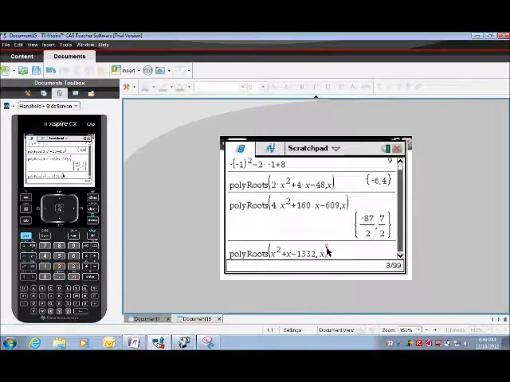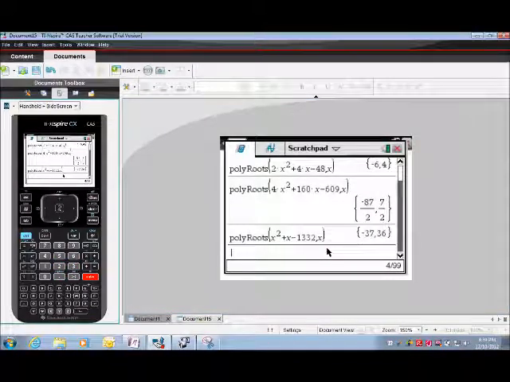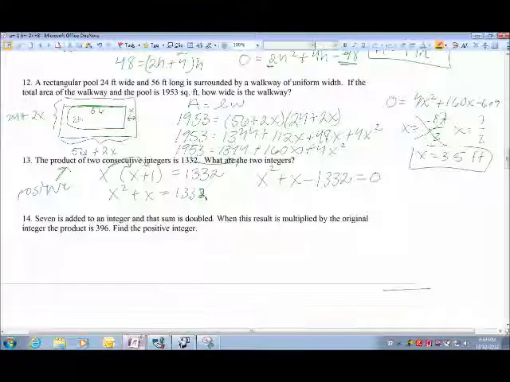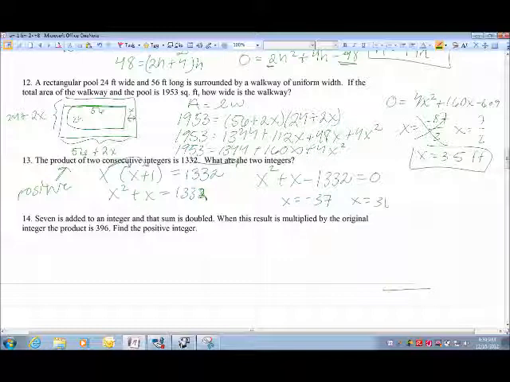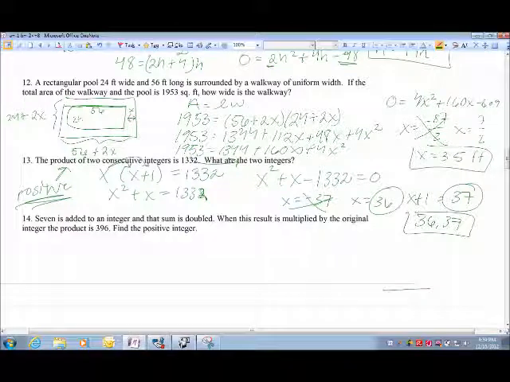You're going to hit OK, hit enter, and the two values you get are x equals negative 37 and x equals 36. Now, we are not interested in the negative because remember I wrote positive over here, so I'm going to cross out the negative 37. So x is equal to 36, so x plus 1 is equal to 37. And those are my two integers that I'm interested in, 36 and 37. And you can double check by multiplying them together, and you should get 1,332.